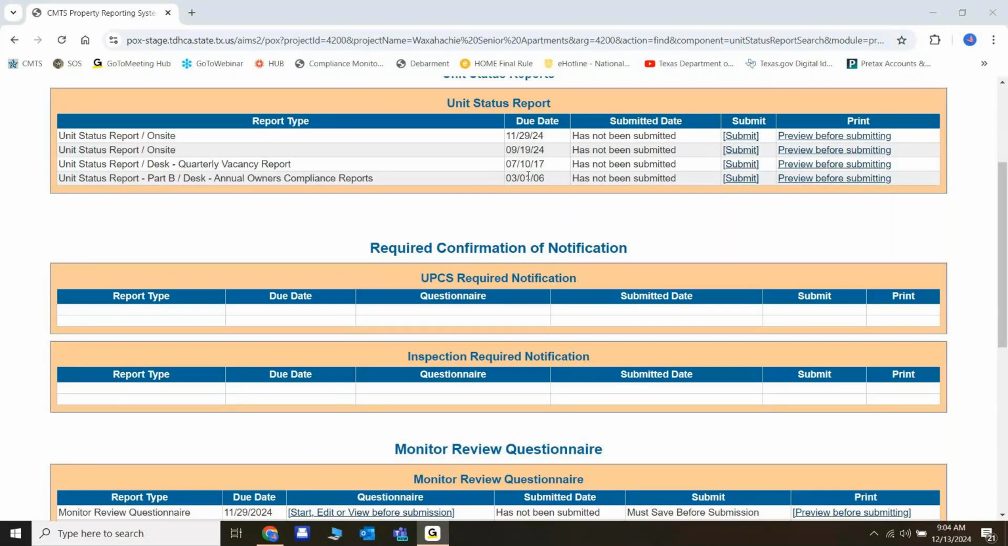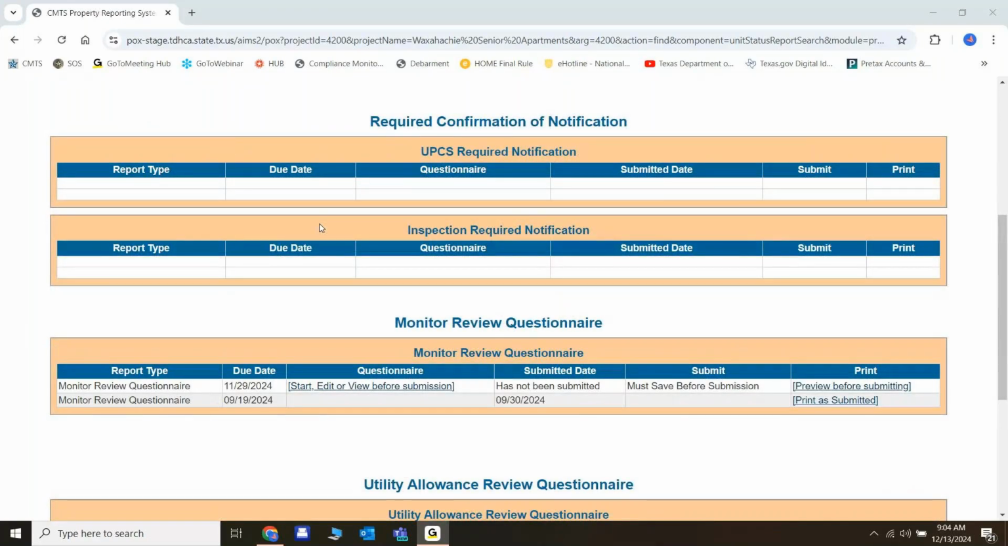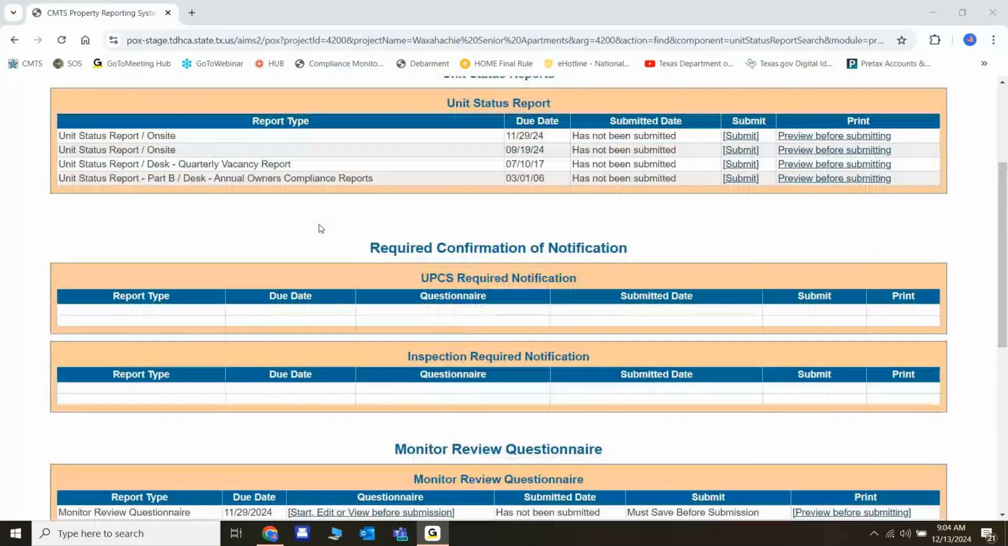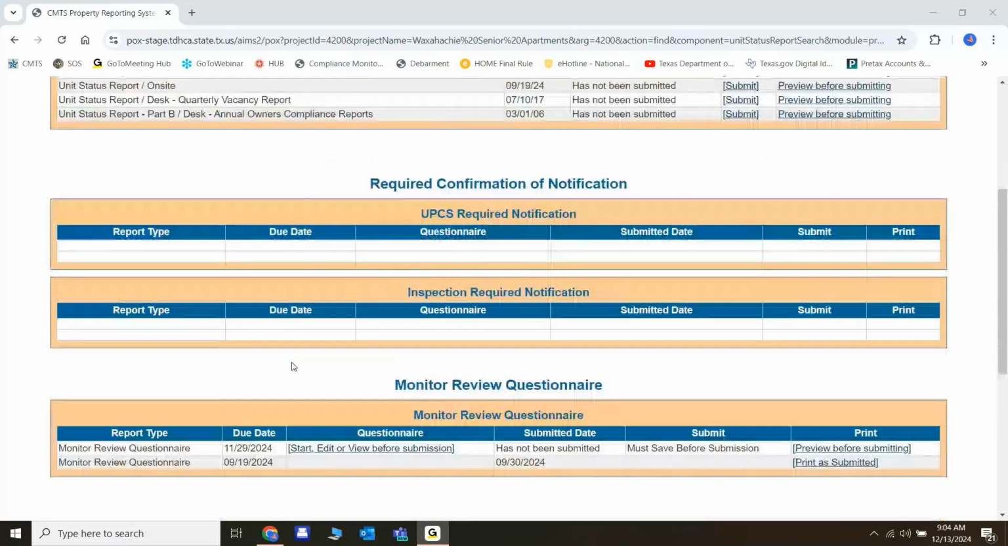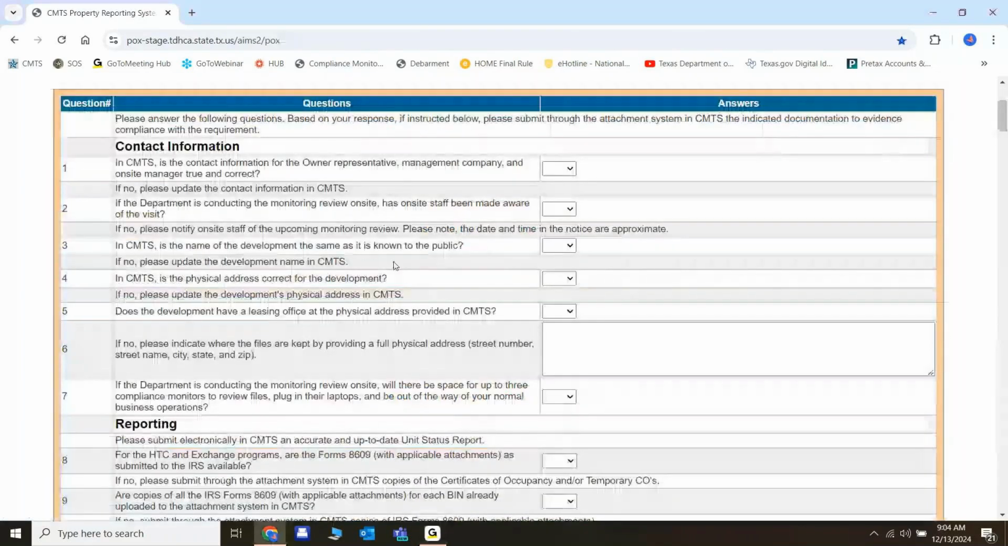So once you get to your unit status report page, because this is a training environment, there's only a few of these here, but usually this is a really long list and you would have to scroll down because some people don't always scroll down and they email and say, well, where is the monitoring review questionnaire? Because you'll have every single unit status report that you have ever been required to submit in this list. So you might have to scroll past that list and there you will find your monitoring review questionnaire. Then you're going to hit start, edit, or view before submission. And it is going to open up your monitoring review questionnaire.